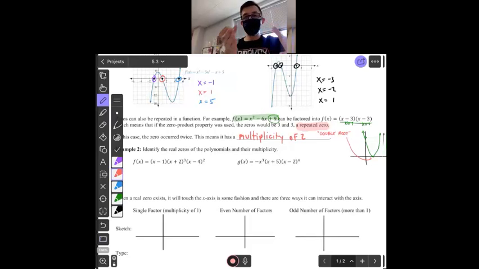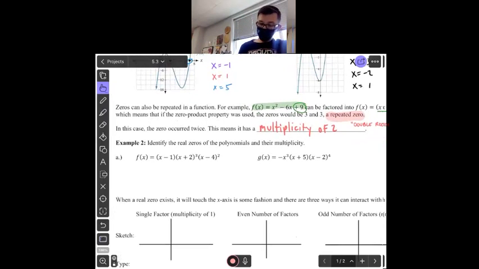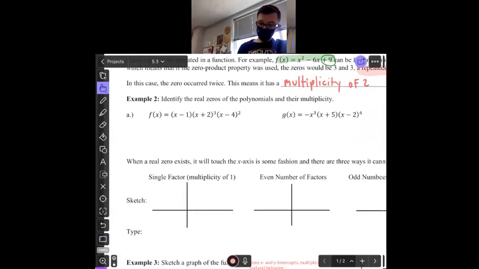So we're going to be given some polynomials that are already factored, and it's going to ask us to identify their zeros and then what the multiplicity of those zeros is. Okay? So the problems are already factored for us. It wants us to list the zeros and then also the multiplicity of those zeros.